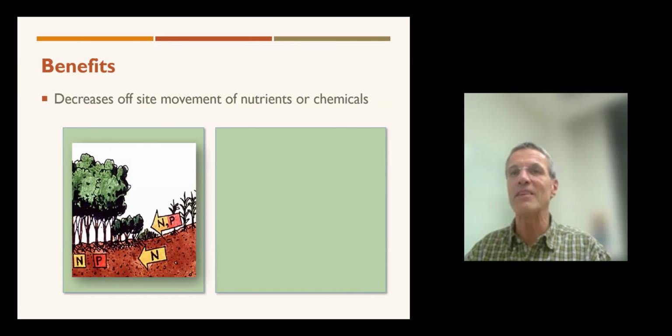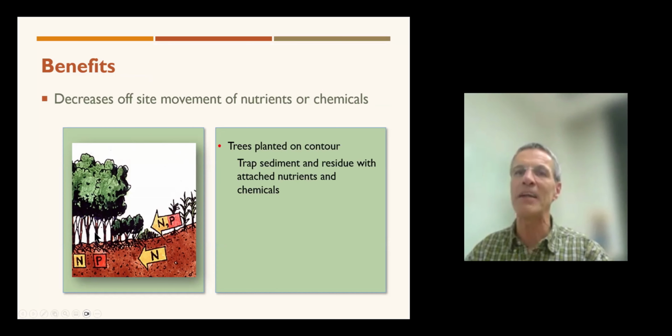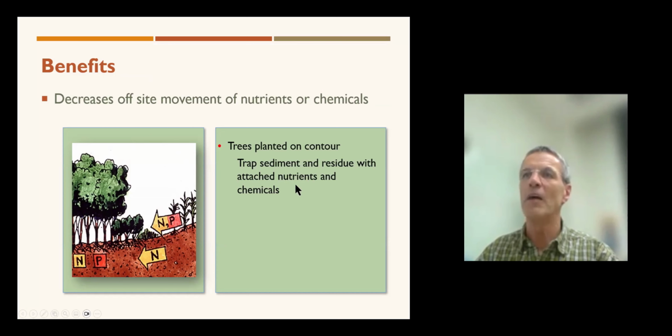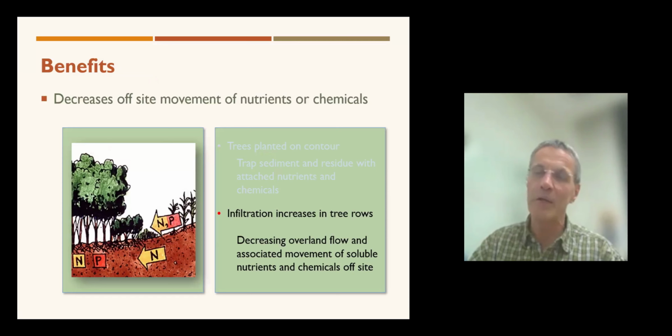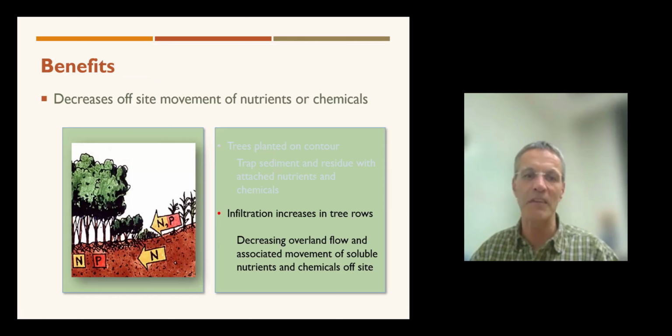Not only does it help with terracing and erosion control, but any nutrients that are attached to soil particles that are moving are more likely to be picked up by the trees, especially if they're planted on a contour on a slope, because it traps the sediments and any attached nutrients and also chemicals. So if there was spray, it could also trap that spray and keep it there. Because of all the root activity in the tree roots, there is more infiltration. It will infiltrate there and it will not affect the cropping area.